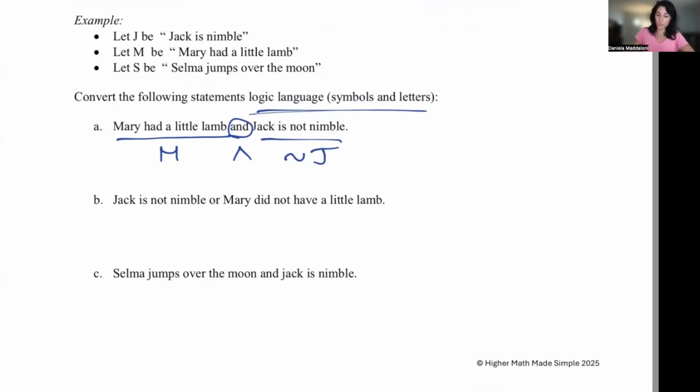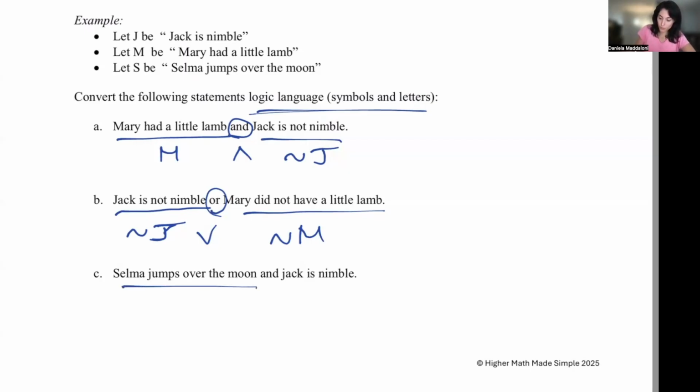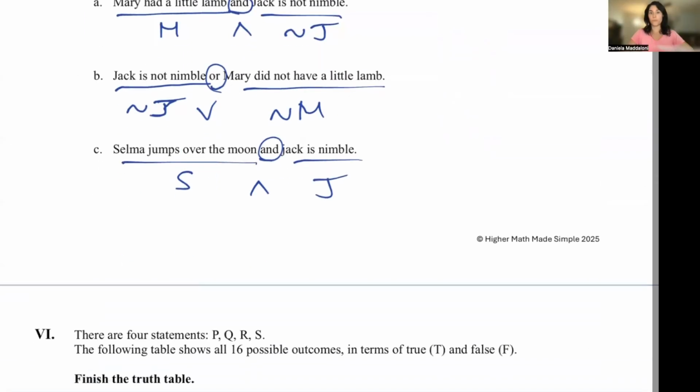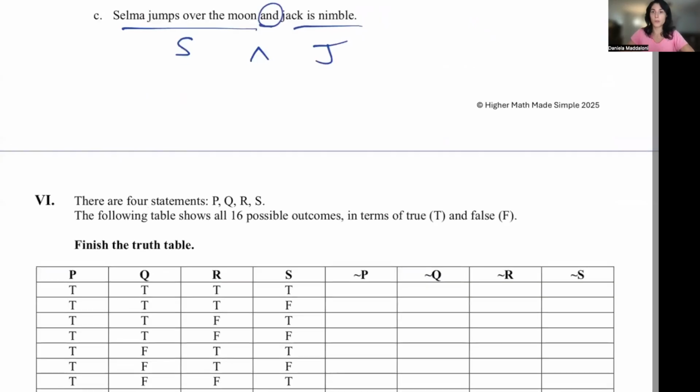The next one is Jack is not nimble, so that's not J, or, which is the V symbol, and then Mary did not have a little lamb. M is Mary did have a little lamb, so not M would be not having a little lamb. Then Selma jumps over the moon, that's S, and the caret symbol, and Jack is nimble, so that would be J. You are going to have to be able to convert sentences or premises into logic language.